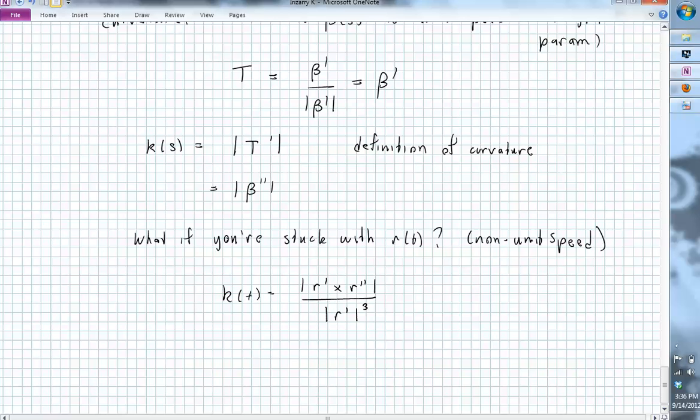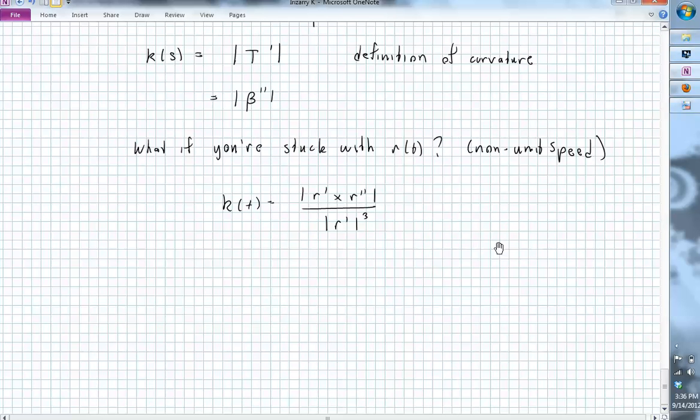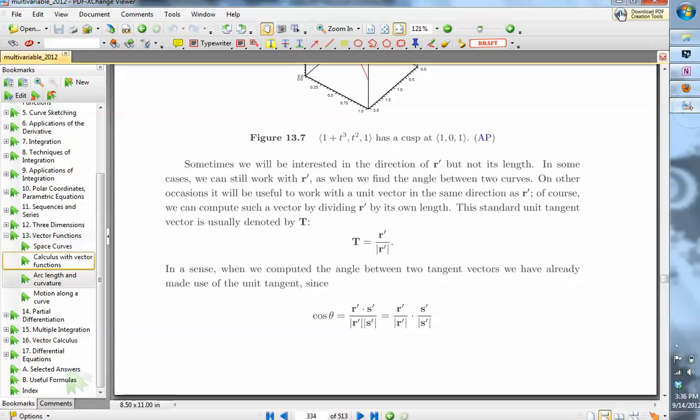I will say that this is usually better than reparameterizing. In fact, sometimes, for example, if you have an ellipse, you can't reparameterize it because you can't find the inverse of s of t. And so in that situation, this is literally all you have. Let's do an example. I'll just pull one from the back of the book here.